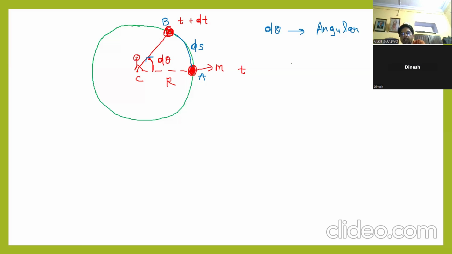What is ds? ds is a very, very small distance. I have shown it like this, but actually it is straight. Clear? ds is linear displacement. Actually, ds is very small, almost straight. d theta is angular displacement. Clear? In time dt, it travels d theta.